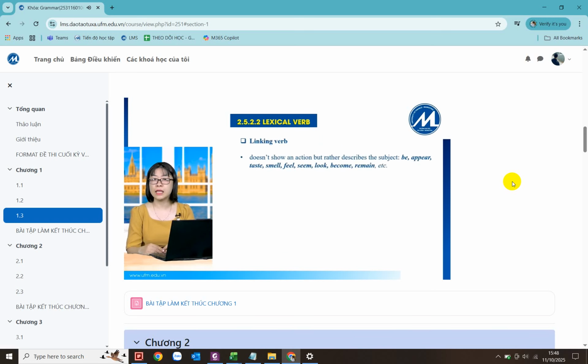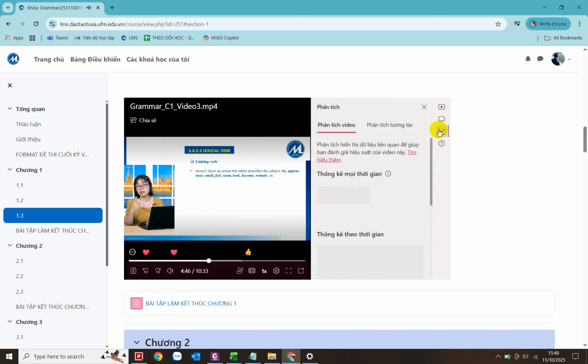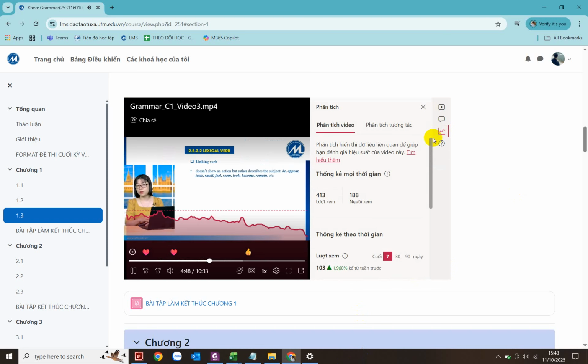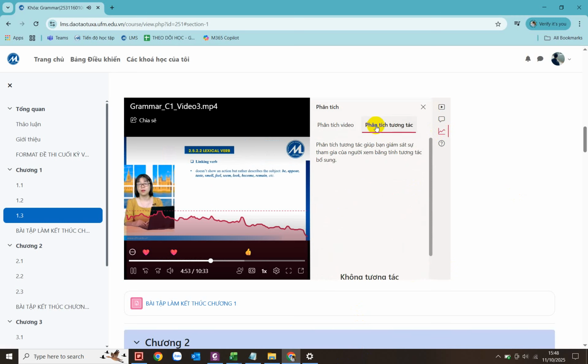The first subtype is linking verb. We call it a linking verb because the linking verb doesn't show any action, but it rather describes the subject and links the subject with the rest of the sentence. They are words like be, appear, taste, smell, feel, seem, look, become, remain, etc. For example, she looks tired.